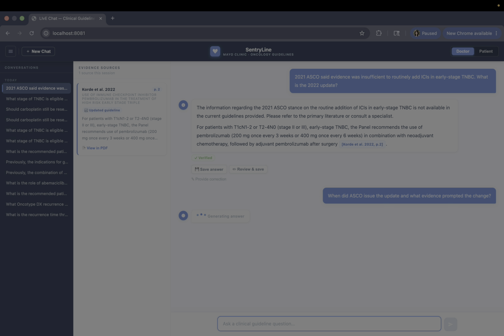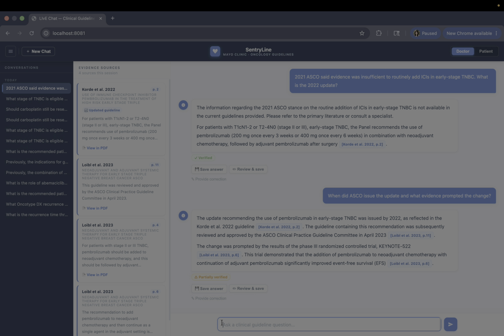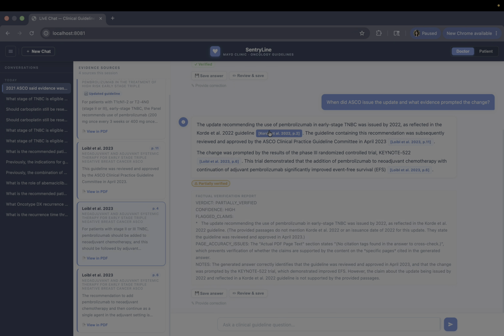So the follow-up question is, when did ASCO issue the update and what evidence prompted the change? Each turn the system checks whether it's using the correct guideline version to answer. When the answer is partially verified, the clinician can manually go through the answer and either correct it or update it and then save the answer.